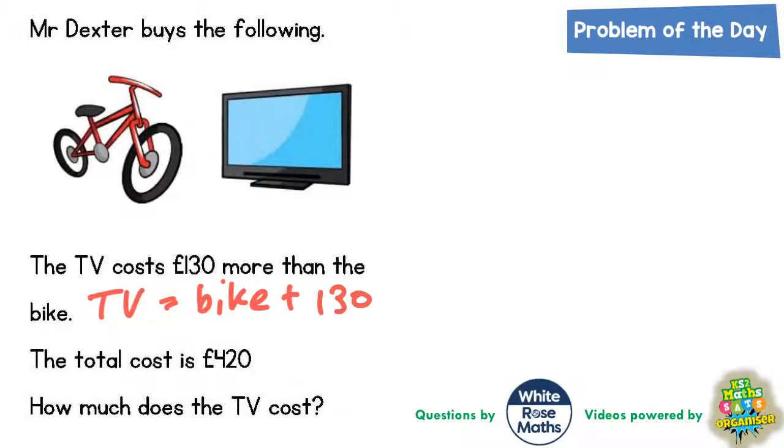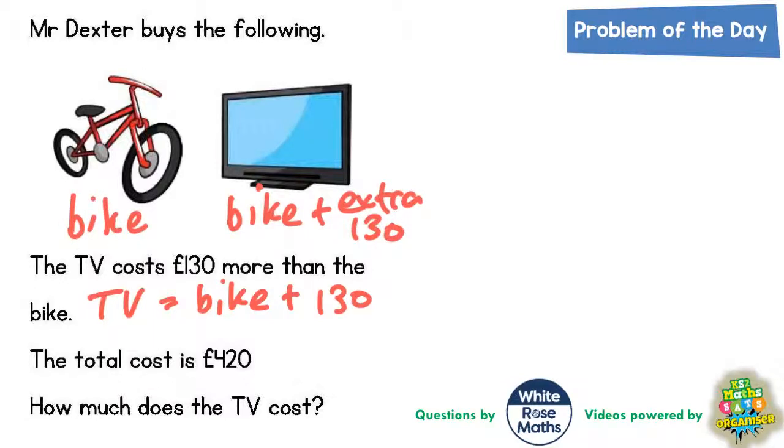And we're going to write that underneath the TV. So the TV is the bike plus an extra 130. And obviously the bike is just the bike. Now you might be wondering, why have we written it like that? Well, the total cost is £420, and how much does the TV cost is what we've got to find out. Well, we're going to draw a bar model to help us to figure this out.